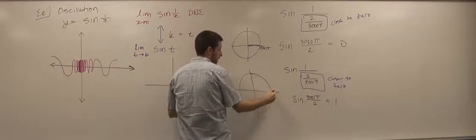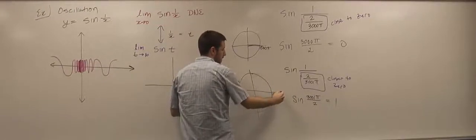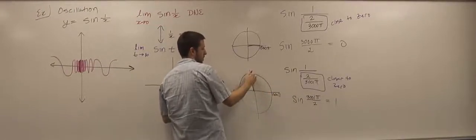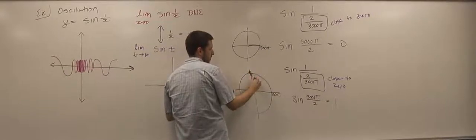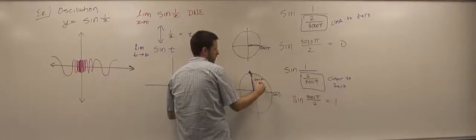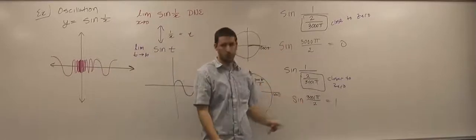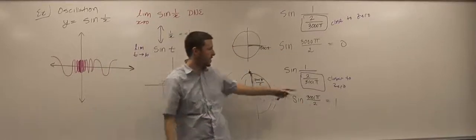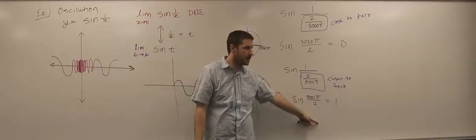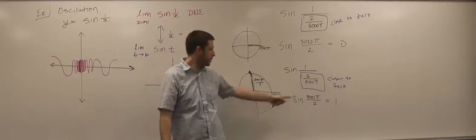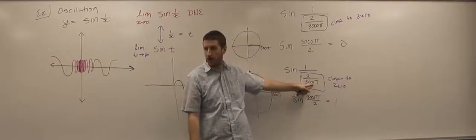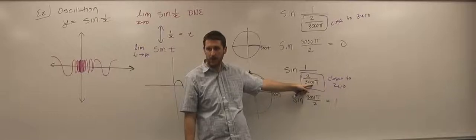So here's 1,500 pi, but then this guy lands up here. So this is 3,001. So it goes 0, then it goes 1. And then if you put 3,002 pi, then it'll be back to 0. If you put 3,003 pi, it'll be at -1. If you put 3,004 pi, it'll go back to 0.